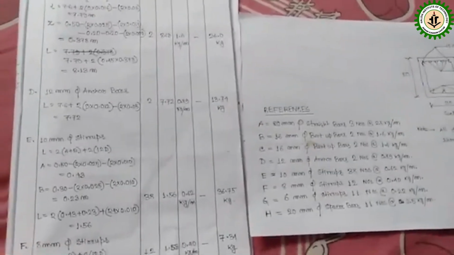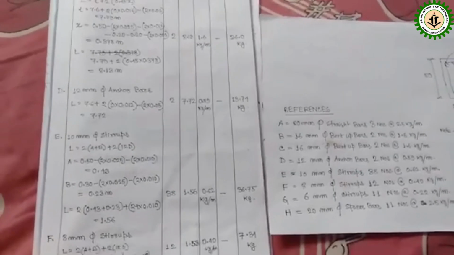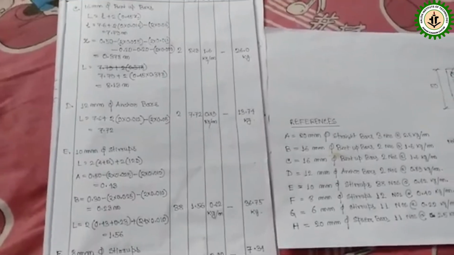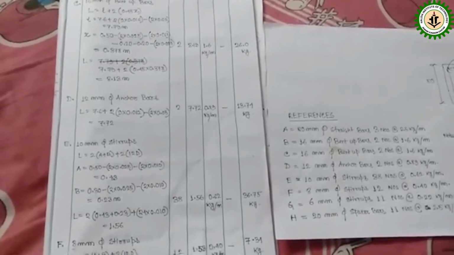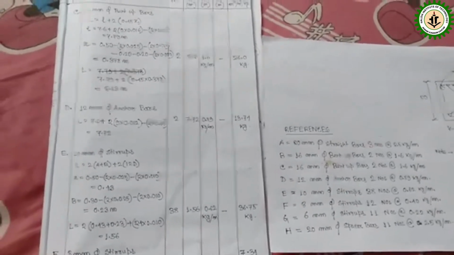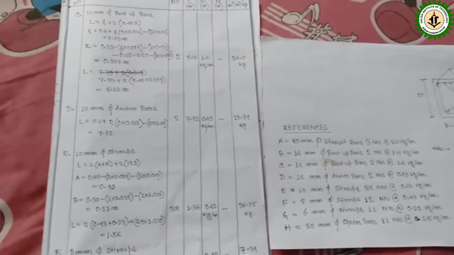From reference you will get that type D bar is 20 millimeter diameter anchor bars. So anchor bars are similar to the straight bars. Length of the anchor bars calculation will be same as the straight bars. Okay, first we have to calculate the straight length, then we have to add the hook length. Next we have to deduct the cover distance from the total length. So straight length is 7 plus 0.3 plus 0.3, that 0.3 is for wall thickness. So the total length is 7.6 meter.